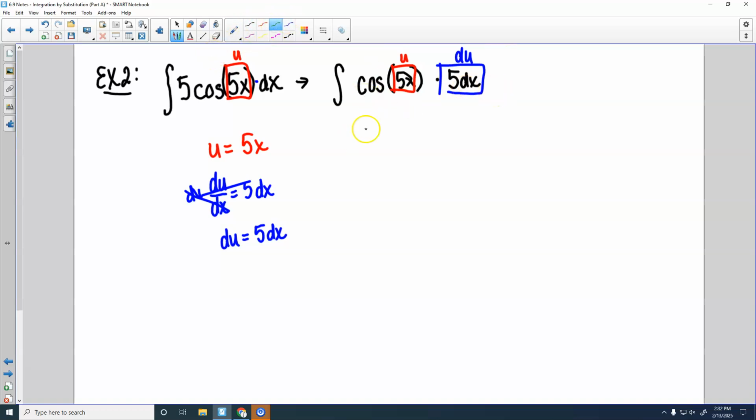So when I do that, I'm going to switch to u's. I got cosine of u du. What is the integral of cosine? It is sine of u plus c. And then what's the last step I need to do there? Plug the u back in, so I would get sine of 5x plus c.